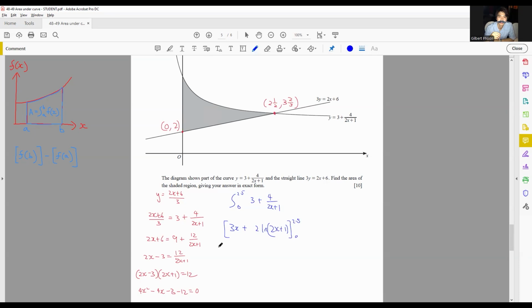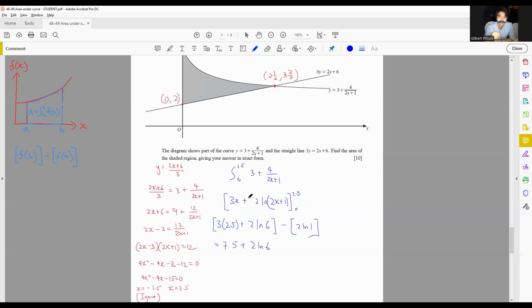You have 3 times 2.5 + 2, and then ln of 2 times 2.5, this is 5 + 1, that's 6. Okay. Minus off with 3 times 0 is 0. Then this over here just becomes 2 ln(0 + 1), just ln 1. Okay. Simplifying this, you would actually get 7.5 + 2 ln 6. ln 6 divided by ln 1, right?